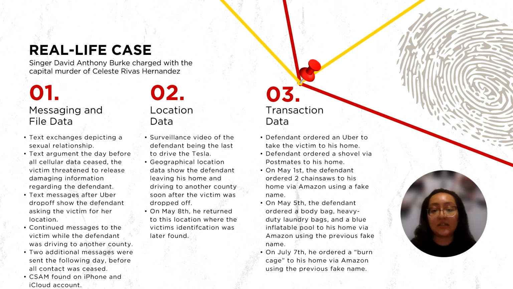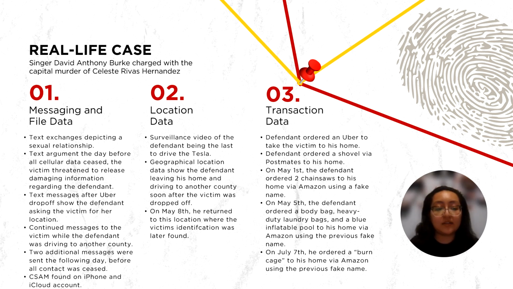Then we have transaction data. So the defendant ordered an Uber to take the victim to his home. He also ordered a shuttle via Postmates to his home. On May 1st, he ordered 2 chainsaws to his home via Amazon using a fake name. And again on May 5th, he ordered a body bag, heavy-duty laundry bags, and a blue inflatable pool to his home via Amazon using the fake name. And then later on, again, he purchased a burn cage to his house via Amazon.